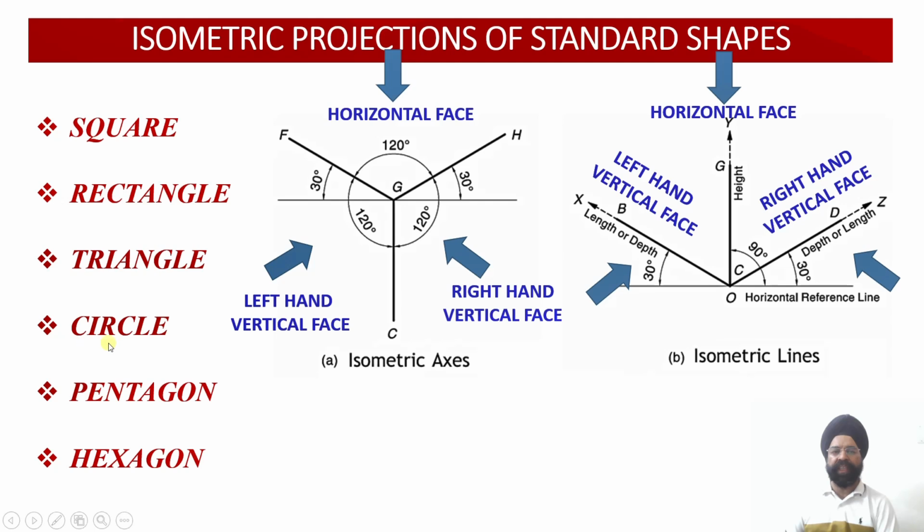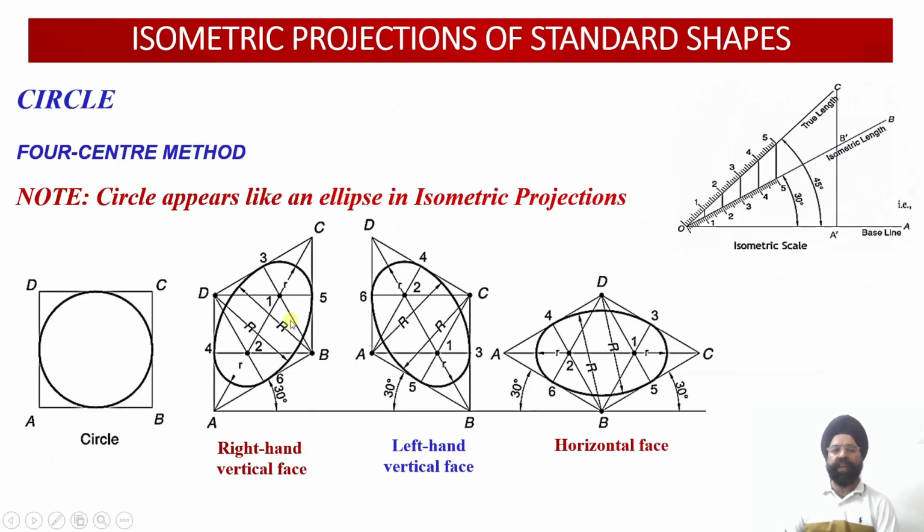So let us start with the circle. How can we go about drawing the circle in the isometric projections? Now while we draw the circle in the isometric projections, we work out that the circle appears like an ellipse in the isometric projection. So here we can see we have drawn the circle in the horizontal orientation, left hand vertical face orientation and the right hand vertical face orientation.